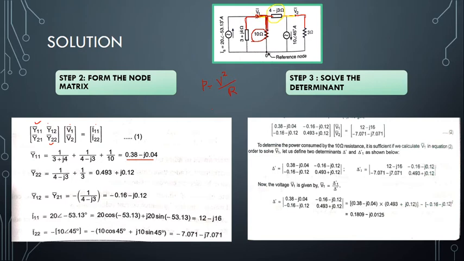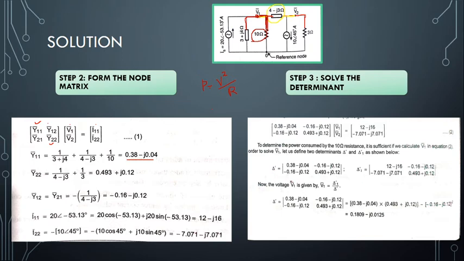So I need to find V1 alone. V1 squared divided by R gives my required power value. So how do we find V1? Find del 1; del 1 by del gives our required V1 value. This is similar to what we solved in the mesh analysis method.